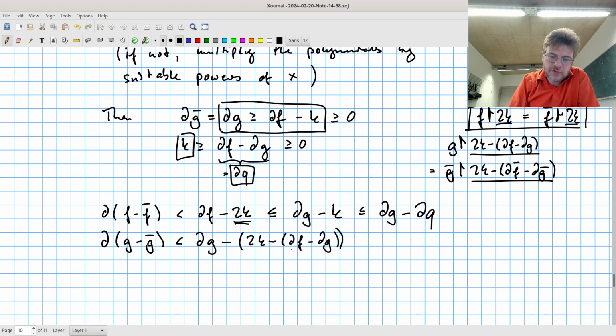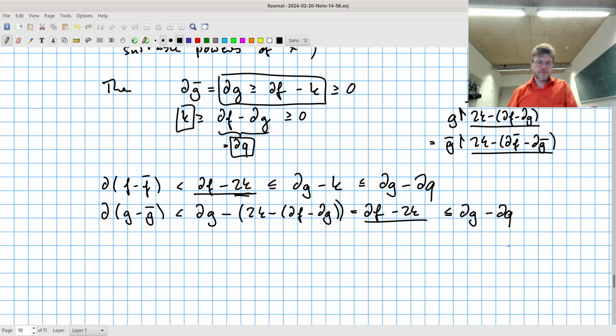Okay, so if we simplify this, then minus minus gives plus, so this is degree f here, minus 2k, and here we have degree g minus minus minus, so this cancels. And we see that this here is the same as this, so we can continue above and conclude that this is also bounded by the degree of g minus the degree of q.